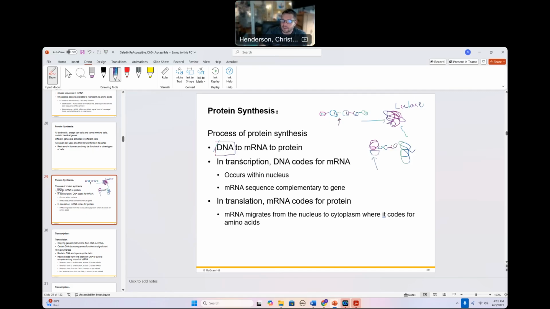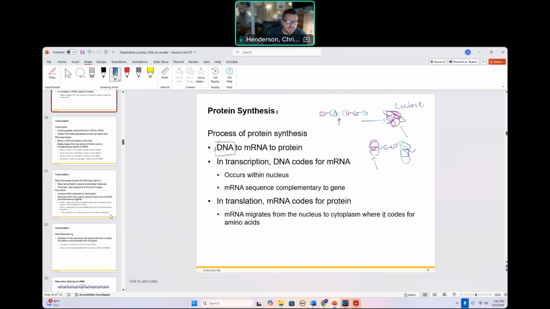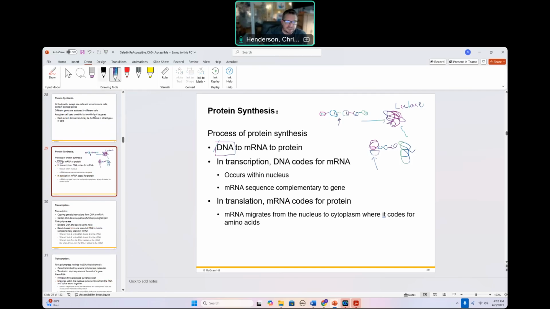Now there's some steps that we got to put in. So protein synthesis is going to go DNA to mRNA to protein. Transcription is DNA to mRNA, translation is mRNA to protein. If that confuses you, that's okay. So let's look at our cell here.